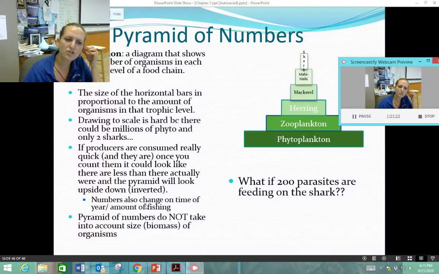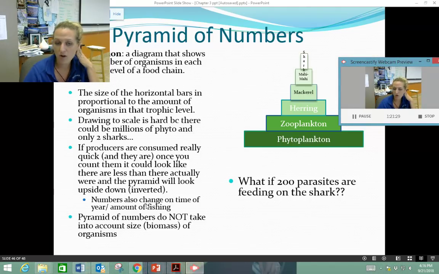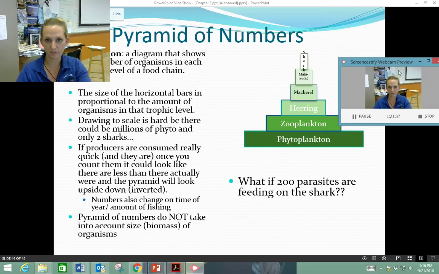This number also changes depending on the time of year. You know, if fish are mating there, if fish are even there, you don't have whales everywhere you go. There's a lot of moving parts here. Pyramids of numbers do not take into account the size or biomass of organisms.